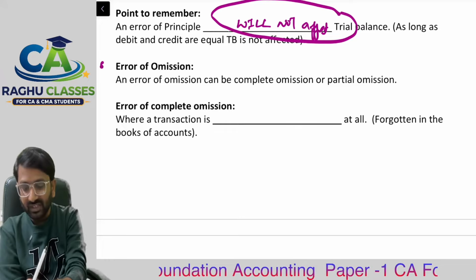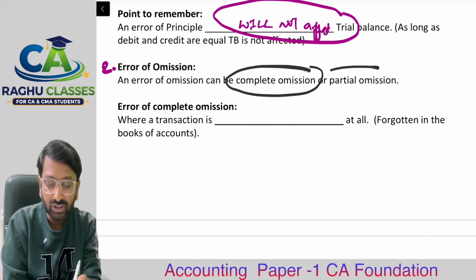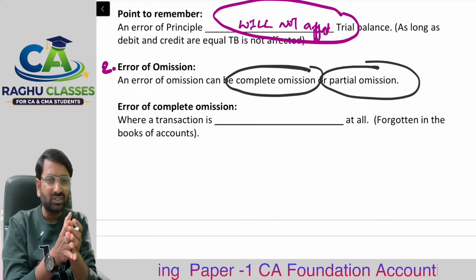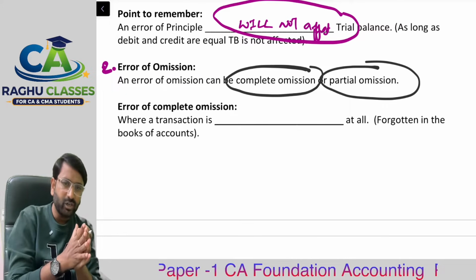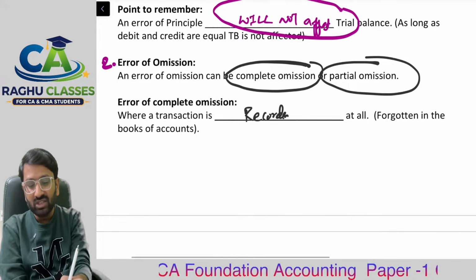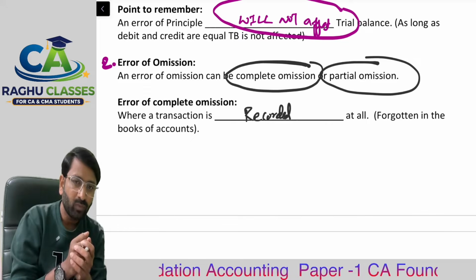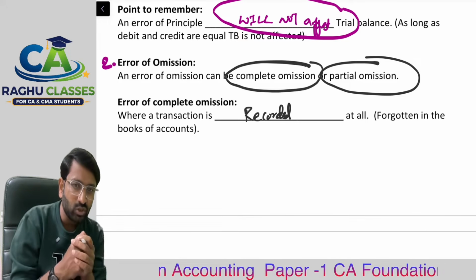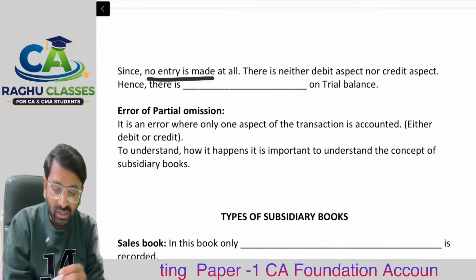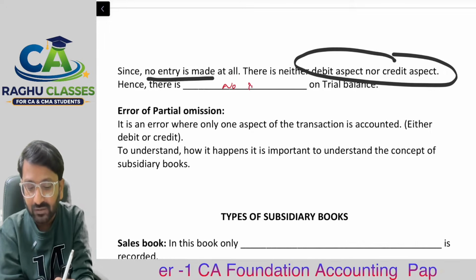Now we'll move on to the next one. Error of omission. This is the second type of error. And these errors can be either complete omission or partial omission. Now, what is complete omission? If the transaction is not recorded at all, it's called complete omission. It's forgotten in the books of accounts. And when you don't record a transaction, can you say debit and credit both are zero? And if both are zero, trial balance will tally. There is no impact on trial balance here also. Since no entry is made at all, there is neither debit aspect nor credit aspect. Therefore, there is no impact on trial balance.